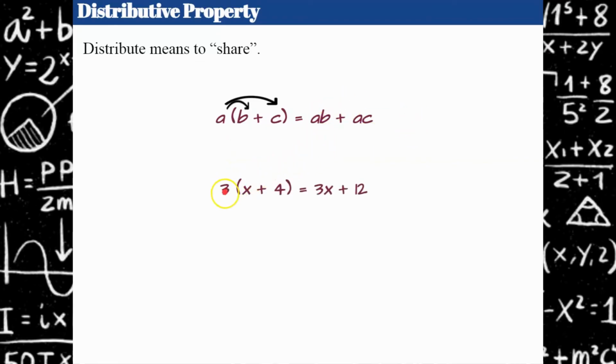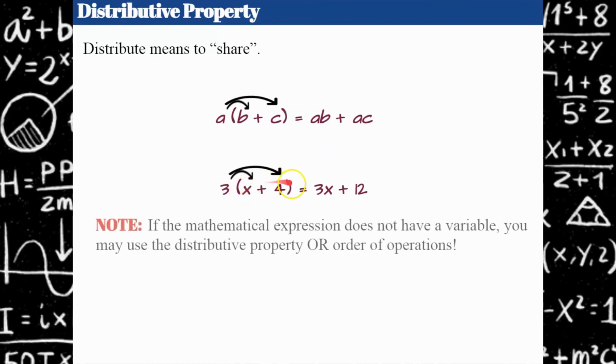So let me show you this. We have 3 times x, 3 times 4. 3 times x is 3x. Remember, there's an invisible multiplication sign there. And 3 times 4 is 12.